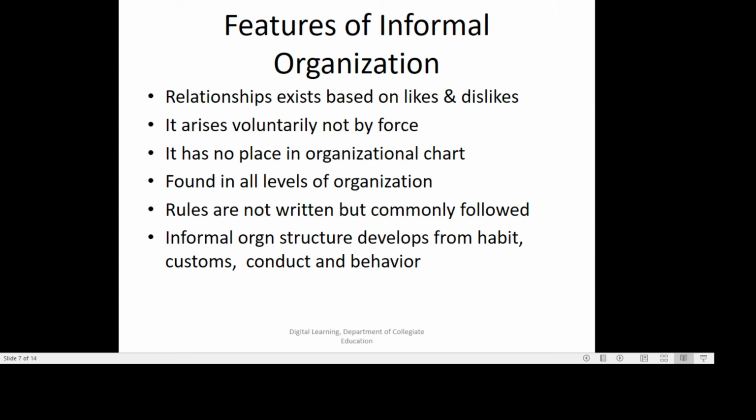Rules are not written, but they are commonly followed by mutual cooperation. In informal organization structures, relationships develop either through mutual respect as a behavior and a habit, or through customs or traditions. So there is no structure in the chart and no definiteness in the informal organization structure. The rules and traditions of informal organizations are not written, but they are commonly followed. These are all the features of informal organization structures.